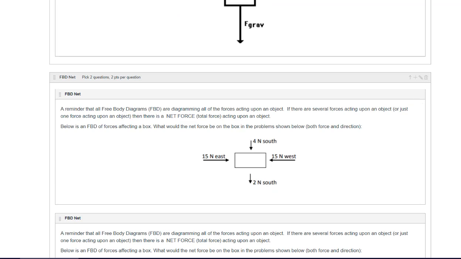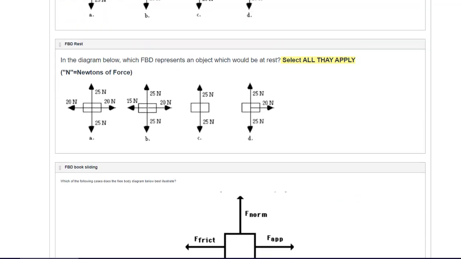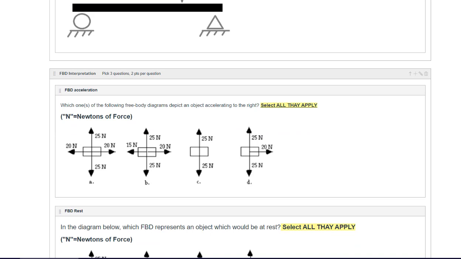Okay, next it says, which one of the following free body diagrams depicts an object accelerating to the right? Choose all that apply. And the correct answer here would have been B and D.